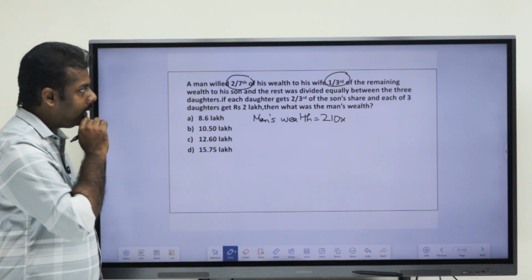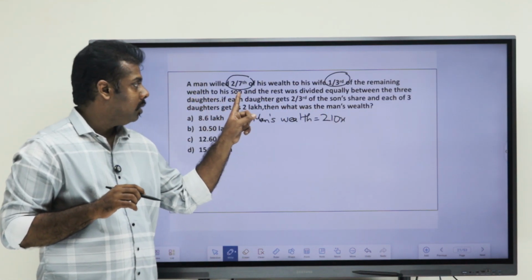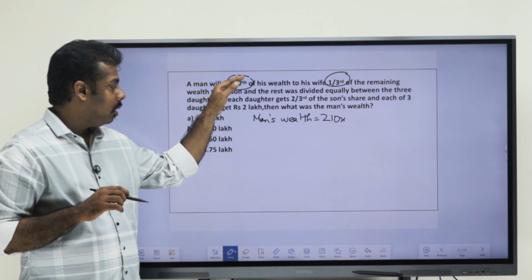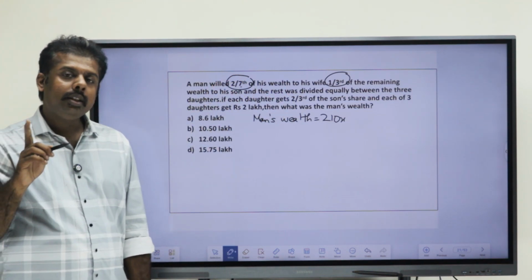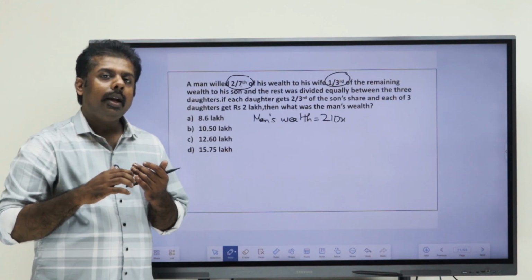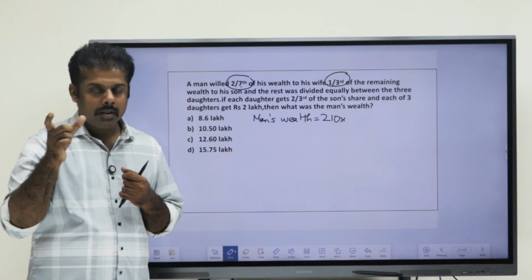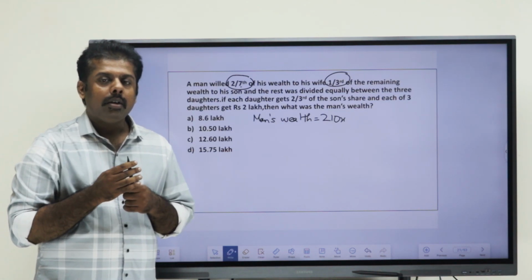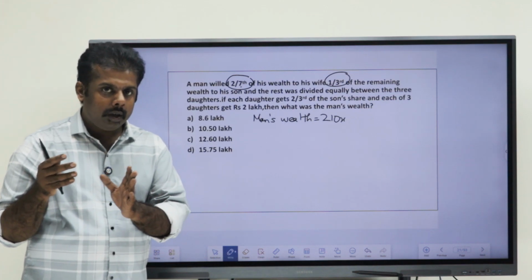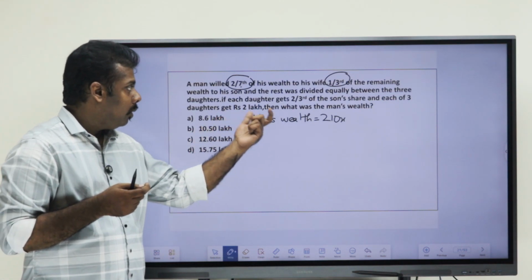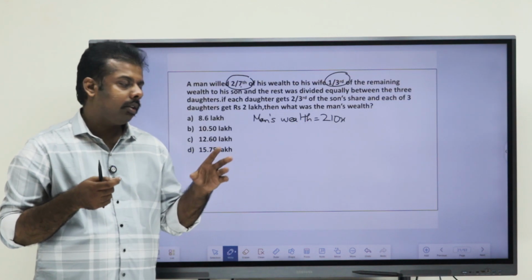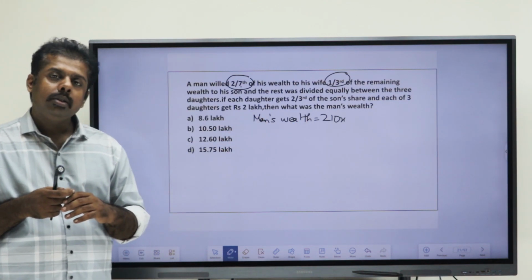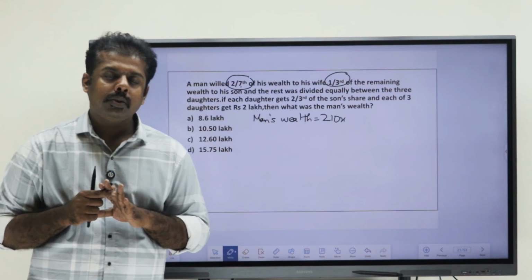What we did here is take the denominators, here 7 and here 3. As we said, take the LCM of the numbers and take a multiple of it. So 21, I just made it into 210. So we can assume that his total wealth is 210x.